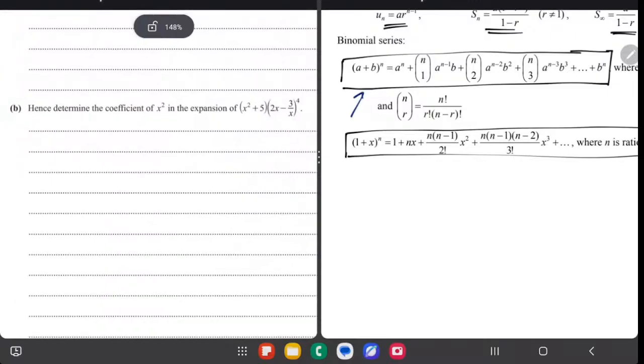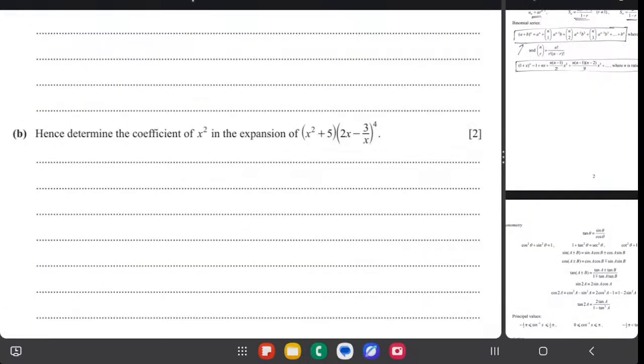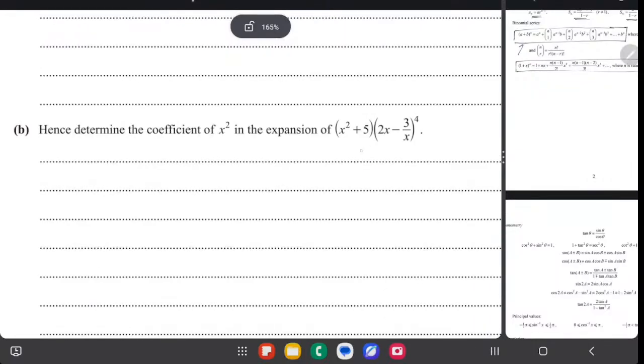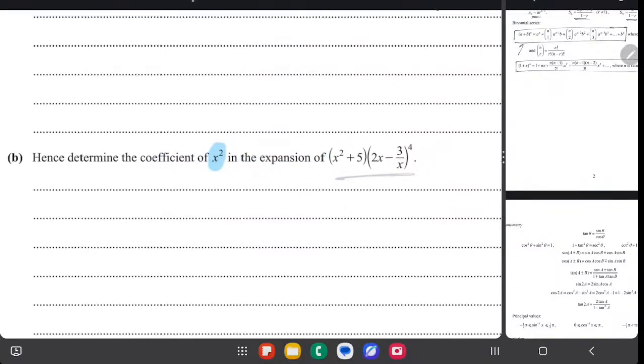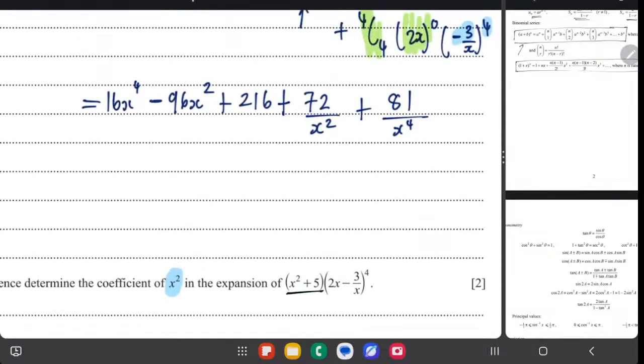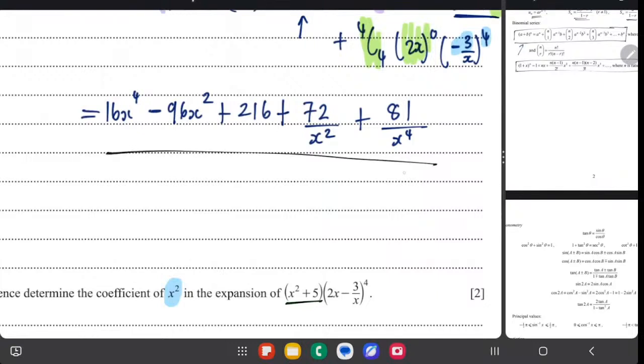Now look at what they are now saying. Determine the coefficient. This is where binomial expansion is important for AS level. It's the coefficient when they give you things like this. Okay? So, they want the coefficient of what, ma'am? Of x squared, right? Isn't we have already expanded this? Binomial expansion helps us to expand this, right? So basically, we have x squared plus 5. In reality, it's multiplying this whole thing, okay?